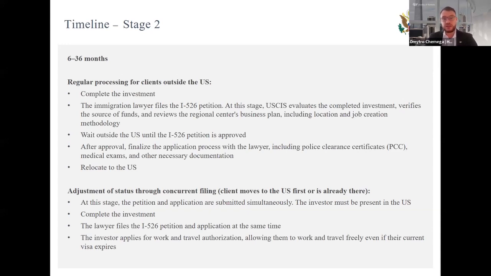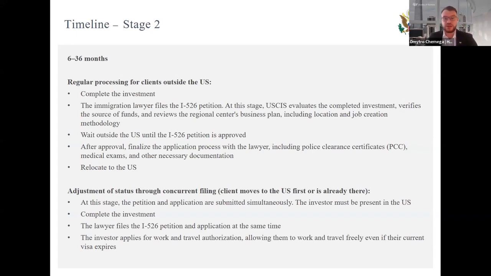This is for the case when a client is already in the US on some other type of work or business visa. At this stage, the lawyer files the I-526 petition and the application at the same time, given that the investor is already in the US, as I've said before. The investor can apply for work and travel authorization while waiting for the petition to be approved. Even if the current visa is expired, the investor can legally stay in the US waiting for the I-526 petition to be approved.